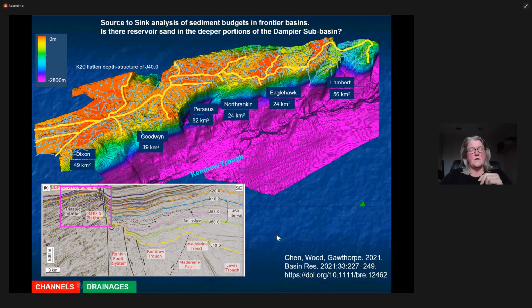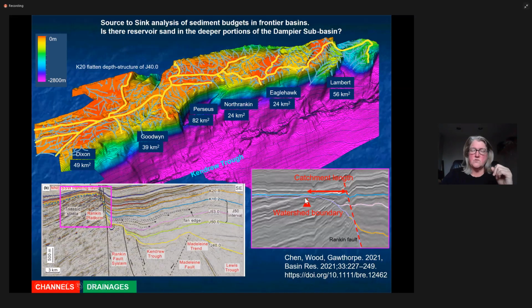So what he did was he did this amazing map where he mapped the drainage divides along the Rankin platform. And those watershed boundaries or those drainage divides allowed us to track the catchment length. And we could map these catchments for each one of these zones, and there's 6 of them. And then we could do some work calculating the amount of sediment that's moving out of that catchment, and began to look at sediment budgets along this area.